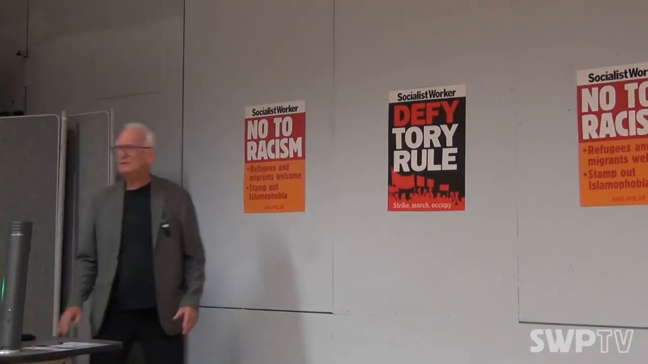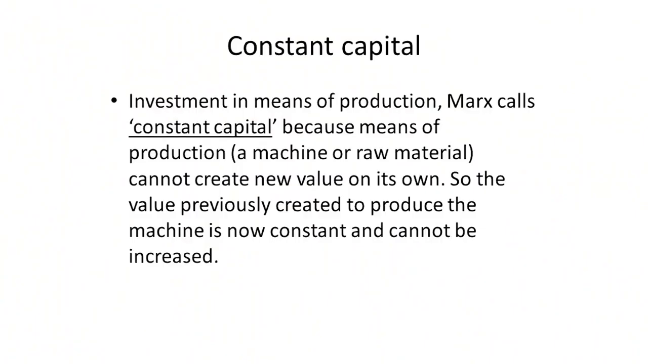But if they do so, then they're investing more in what Marx called constant capital, which is means of production, machines or raw materials. Constant capital, machines don't produce any new value. They've already got value in them, produced in the past, and raw materials have got value in them, made for you to use, but they don't actually produce new value on their own. So in that sense, they're capital which is constant. That's a key point that Marx makes. So value previously created, produced in the machine, is now constant and cannot be increased.